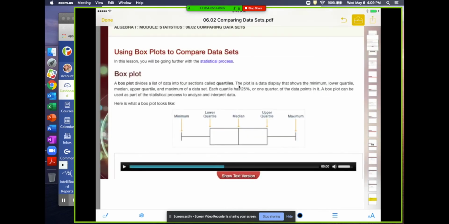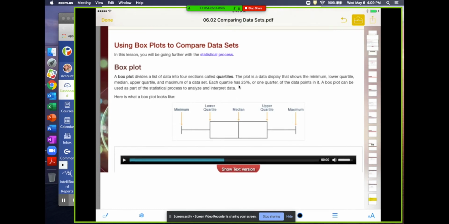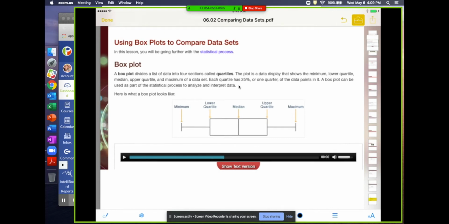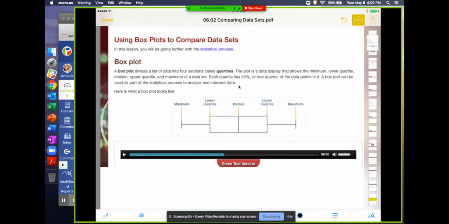Along with the ways that we talked about showing data in the previous lesson, this is a way to show data called a box plot. A box plot divides a list of data into 4 sections called quartiles. The plot is a data display that shows the minimum, lower quartile, median, upper quartile, and maximum of the data set. Each quartile has 25%, or 1/4, of the data points in it. A box plot can be used as part of the statistical process to analyze and interpret data.